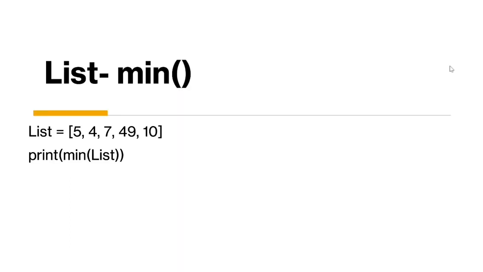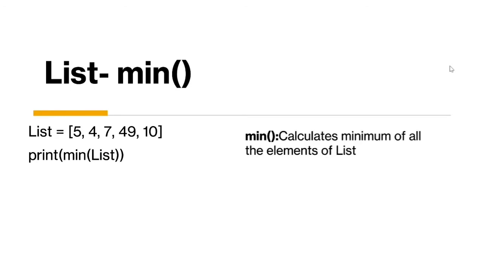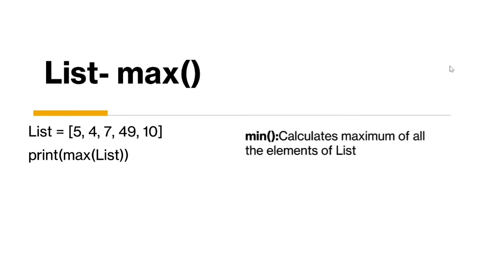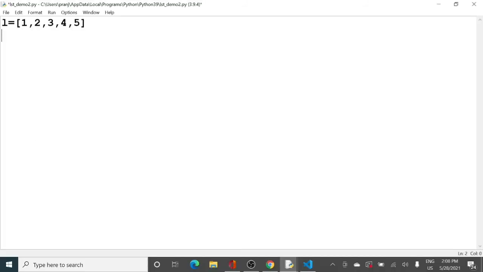The next function is the min function. Here we have a list, and we have simply passed the list as the parameter for the min function and just printed the value. So the min function calculates the minimum of all the elements of the list. Let us have a look at the max function as well. The max function is the exact opposite of the min function, and it calculates the maximum of all the elements in the list. So we have two functions, min and max, to calculate the maximum and the minimum element of my list. Let us visualize both functions.